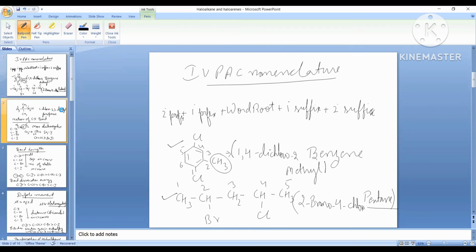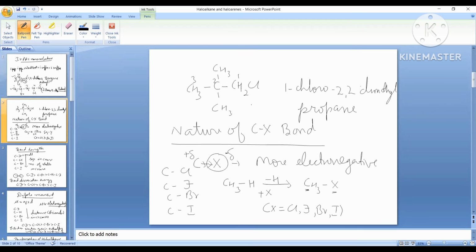Now let me take you further. This is the example. This is the longest chain: 1, 2, and 3. In the second position, there are two methyl groups, and at the first position there is chloro. So 1-chloro-2,2-dimethyl. There are 3 carbons, so prop, and single bond is an.